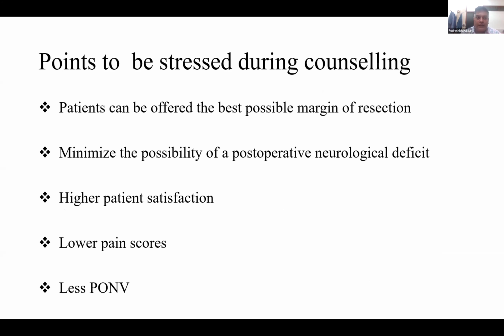Now, once we are counseling the patient, there are certain things which we need to stress upon to the patient: that patients can be afforded the best possible margin of resection. And when they undergo this procedure, there is a minimum possibility of postoperative neurological deficit. It translates into higher patient satisfaction, lower pain scores are observed, and there is less degree of postoperative nausea and vomiting.